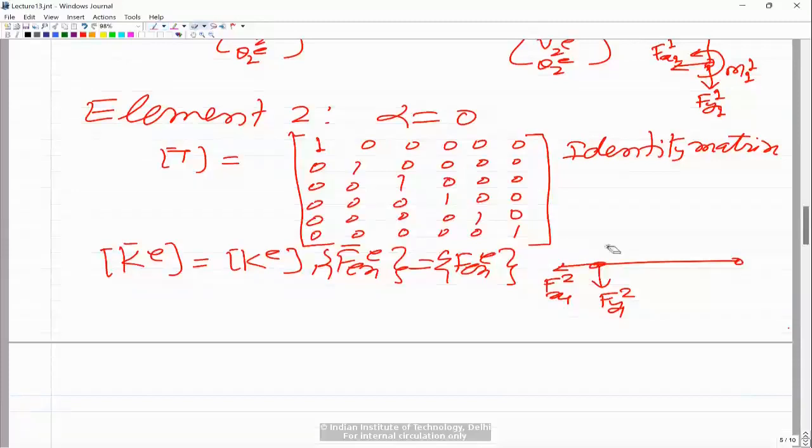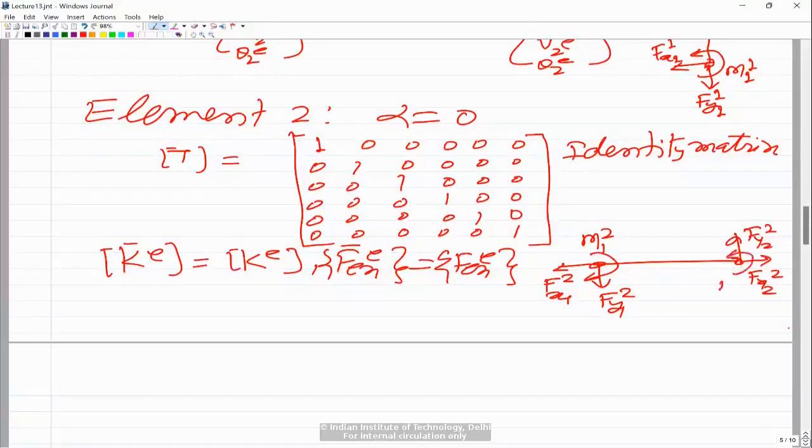So this would be m12, and at this node you will have fx2 for element 2, and you will have fy2 for element 2, and the moment is m22 for element number 2. So these are the internal forces which would be acting on the element in terms of the global coordinate direction. So accordingly, you can write the internal load vector.